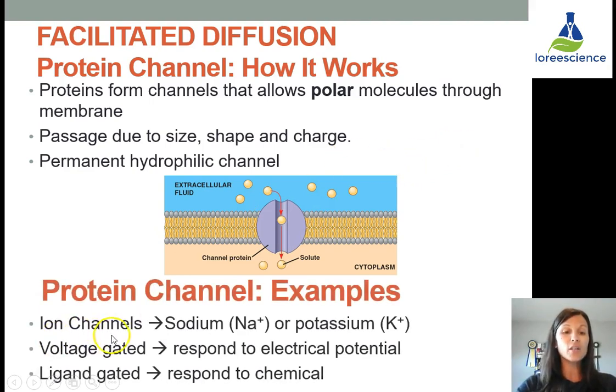Examples can include ion channels, allowing sodium ions through or potassium ions through. They're also what are known as voltage gated, that open and close, responding to electrical potentials in the membrane. They're also known as ligand gated, responding to chemical interactions such as hormones, so they will open and close based on the presence of another molecule.